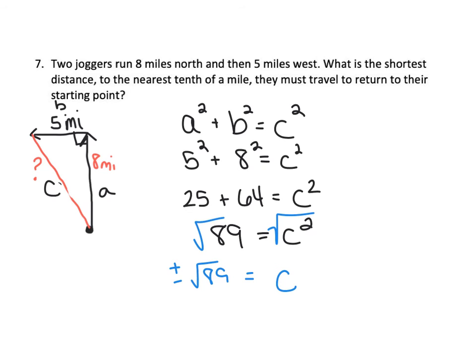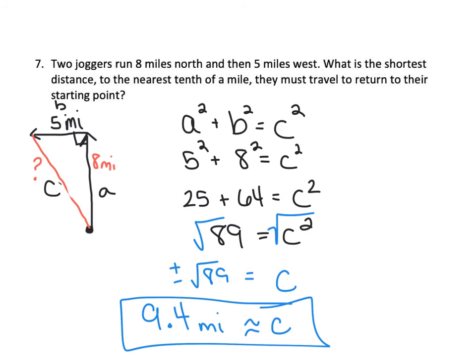So what am I going to do? I'm just going to get to the nearest tenth of a mile. So I'm going to do the square root of 89. So c is approximately 9.4 miles is what it would take to run back. So even though they've done 8 plus 5, 13 miles, it would only take 9.4 miles if they run a straight line back to their starting point.